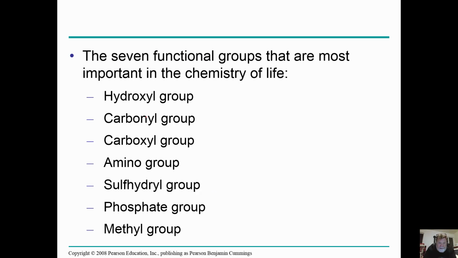I need to go on. So basically the seven functional groups that are most important to life are the hydroxyl, carbonyl, carboxyl, amino, sulfhydryl, phosphate, and methyl groups. And so again, please take a look at these when you get a chance.